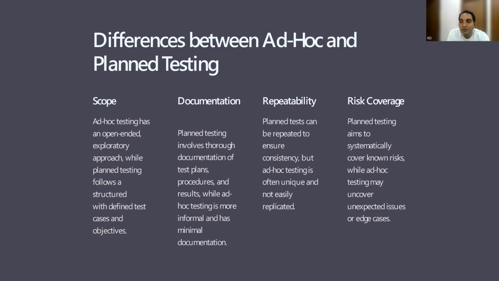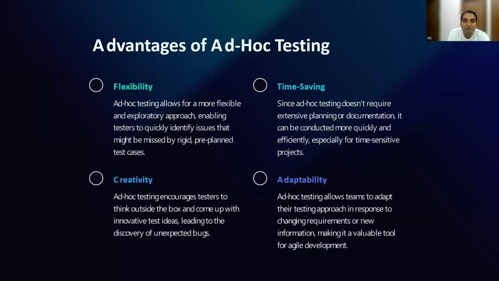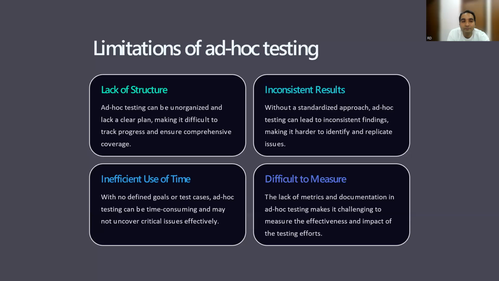It becomes very difficult to repeat because every user will be doing ad hoc testing on their own basis, right? Risk coverage: planned testing aims to systematically cover known risks, while ad hoc testing may uncover unexpected issues or edge cases. So the advantages of ad hoc testing are flexibility, creativity, time saving, adaptability, right? Creativity means testers have to think outside the box. They have to come up with innovative test ideas to test the application and discover the bugs.